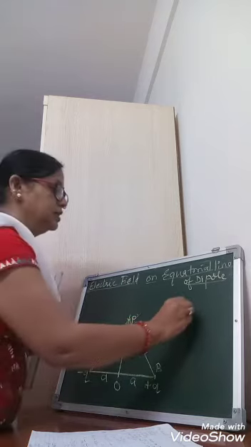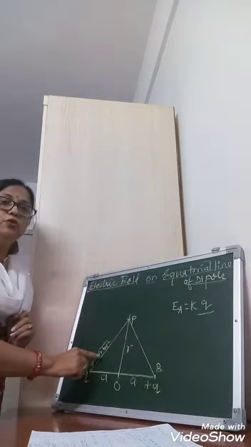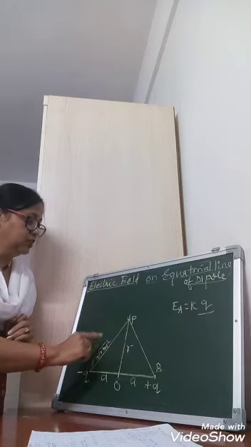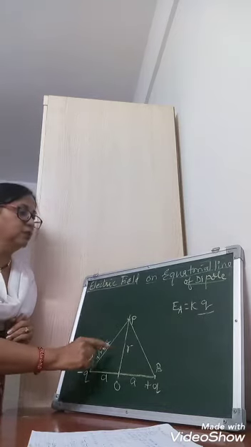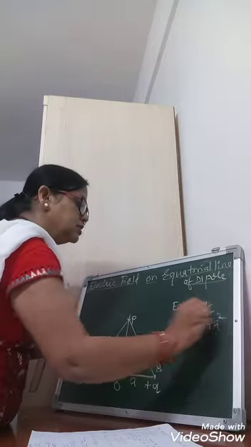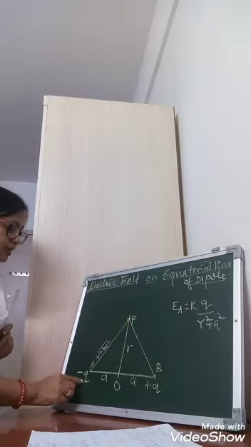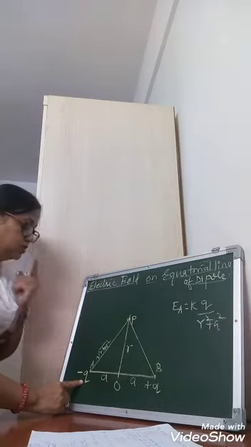So our formula is kq by r square. Now this r is the square root of r square plus a square. So when we square the square root of r square plus a square, we will get only r square plus a square. Now at this point we are interested in finding the electric field due to minus q charge.